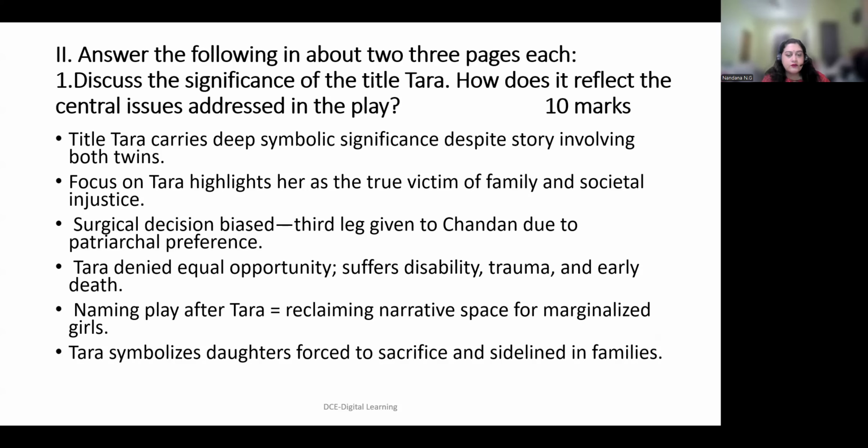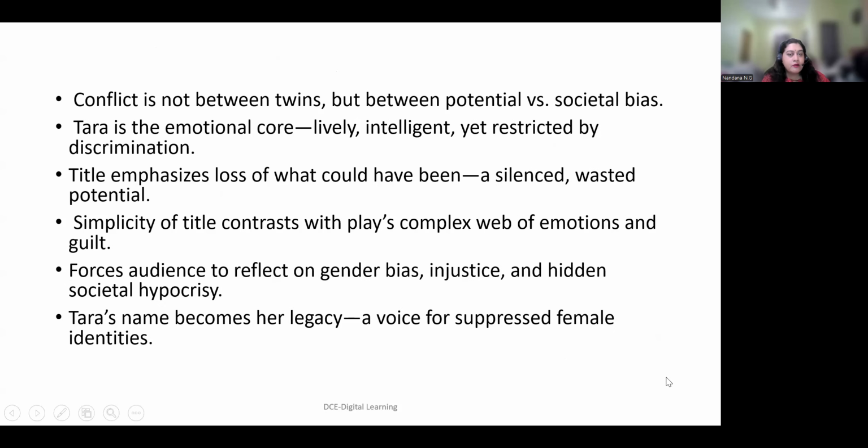Tara symbolizes daughters forced to sacrifice and sidelined in families. The conflict is not between the twins, but between potential and societal bias. Tara is the emotional core, lively, intelligent, yet restricted by discrimination. The title Tara emphasizes loss of what could have been, a silenced, wasted potential. The simplicity of the title contrasts with the play's complex web of emotions and guilt. The title forces the audience to reflect on gender bias, injustice, and hidden societal hypocrisy. Tara's name becomes her legacy, a voice for suppressed female identities.